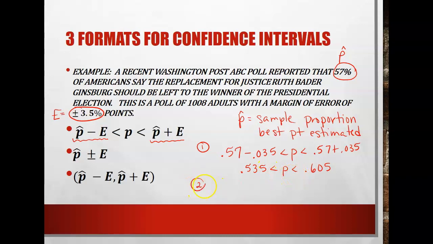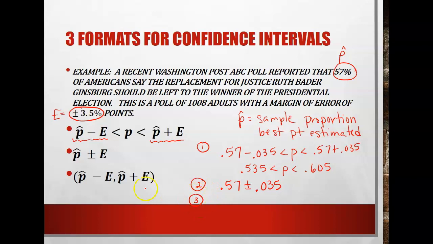So for the second format that you might see these confidence intervals listed, sometimes we don't go ahead and find the upper and lower limits. We just simply report it as p hat, which is 0.57, plus or minus the margin of error, which is 0.035. So the advantage on the first one is that we can kind of see the lower limit and the upper limit and get an idea of the actual values. The value of the second one is that with this one, you can clearly see what the p hat is and what the margin of error is.